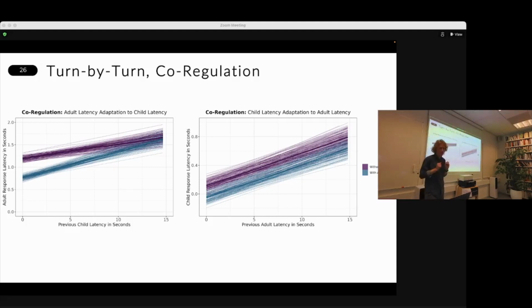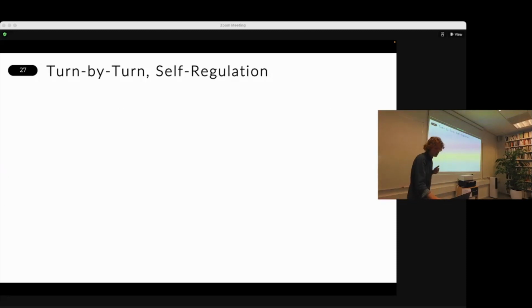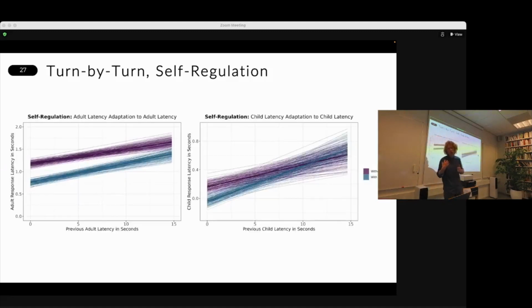We have some other interpretations of this data, which we might get into, because I think we're running a bit out of time. So that's co-regulation, but we also need to look at self-regulation: to what extent do you change your response latency based on your previous response latency? We might expect that if you have a long latency in the previous turn, you have a short latency following that, trying to balance or self-regulate your own turn-taking dynamics. And here again we see an interesting result with linear relationships between the previous adult latency and the actual adult response latency, meaning that we might see waves of longer latencies which then go to shorter latencies and vice versa. That's the current interpretation that we have.